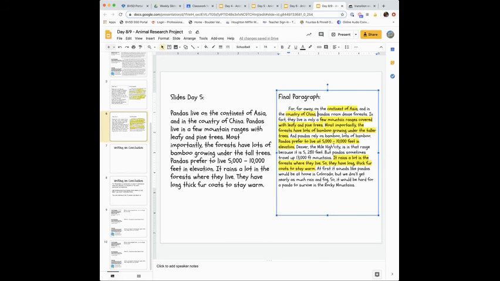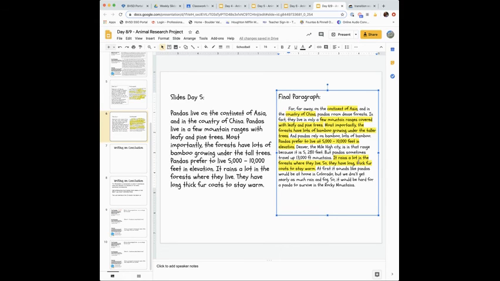Pandas prefer to live at 5,000 to 10,000 feet in elevation. This is actually a new idea. Denver, the mile-high city, is in that range because 5,280 feet is a mile. I think I need to say that. But pandas sometimes travel up to 13,000 feet in the mountains. It rains a lot in the forest where they live, so they have long, thick fur to stay warm.